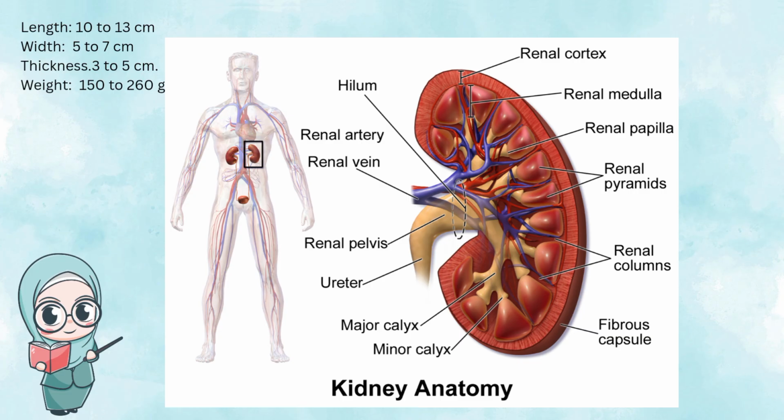Internal structures. Renal pyramids. Cone-shaped structures in the medulla, contain nephron tubules. Renal columns. Extensions of cortex between pyramids. Minor calyxes. Collect urine from the renal papillae, tip of each pyramid. Major calyxes. Formed by the convergence of minor calyxes. Renal pelvis. A funnel-shaped structure that collects urine from major calyxes and channels it into the ureter.